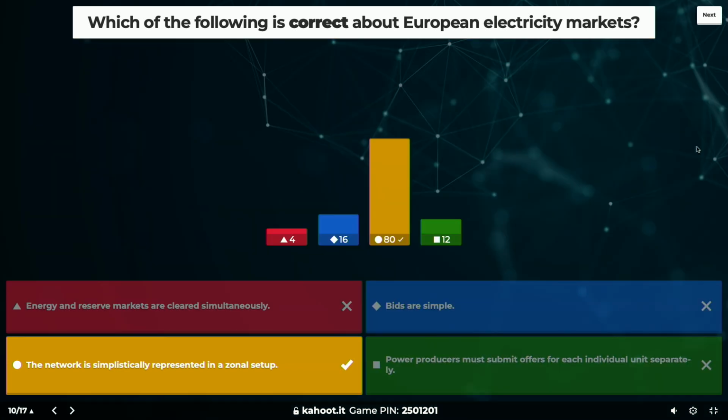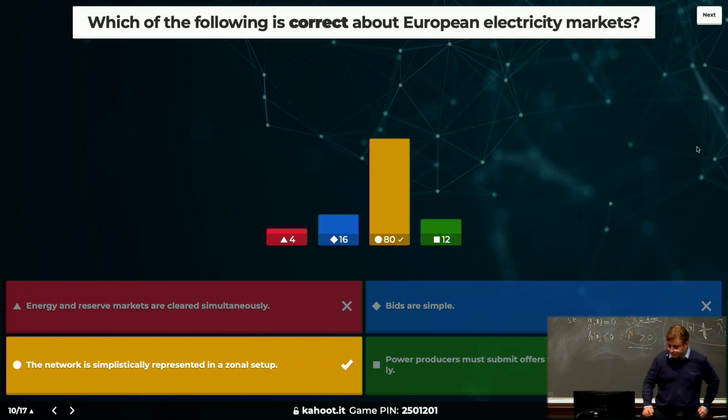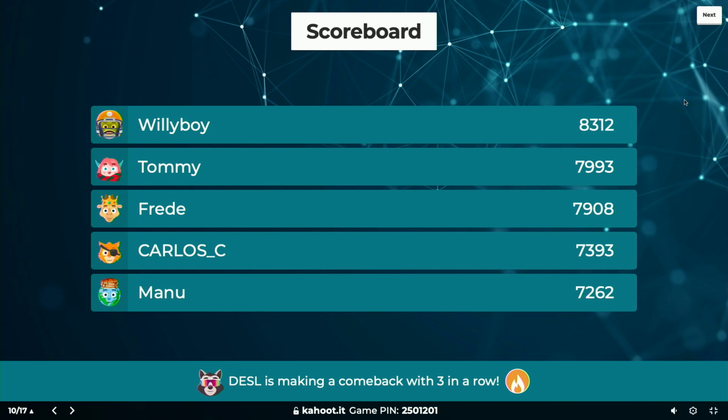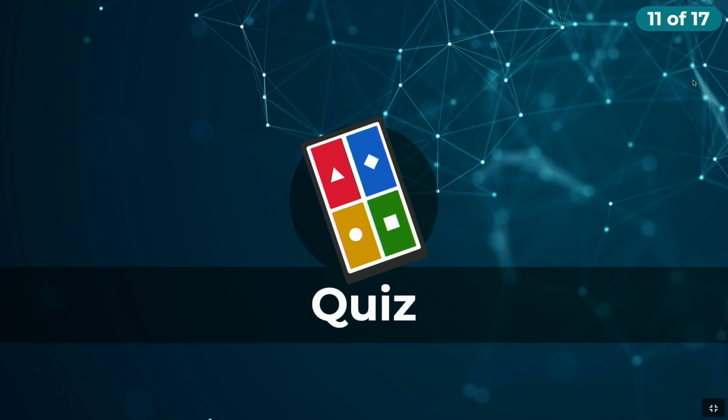Very good. The correct one is the yellow one, which says the network is simplistically represented in a zonal setup. Red is wrong because energy and reserve markets are not cleared simultaneously but sequentially. Blue is wrong because bids are not simple, they are complex. We have block orders. And green is wrong because power producers can bid for all assets in every bidding zone. They don't need to bid for every single asset. Still Willy boy, number 1. Quiz 11.